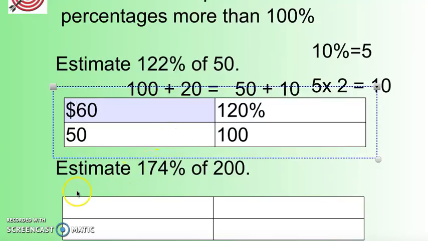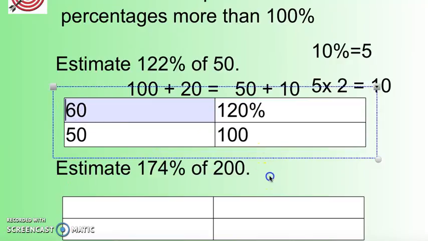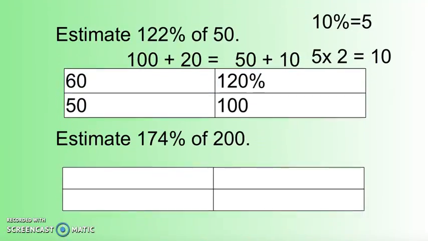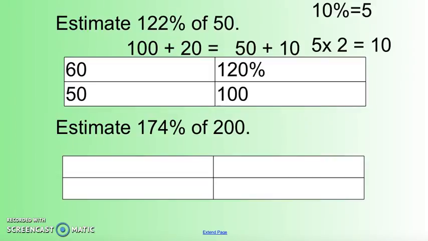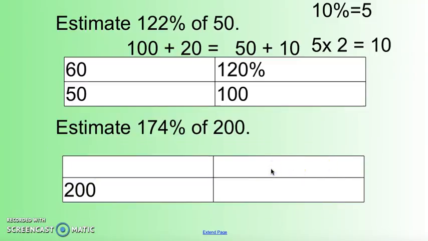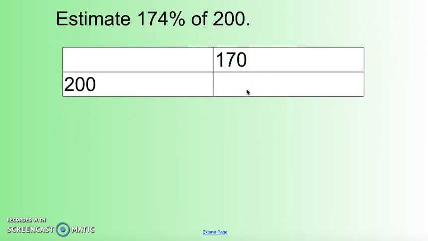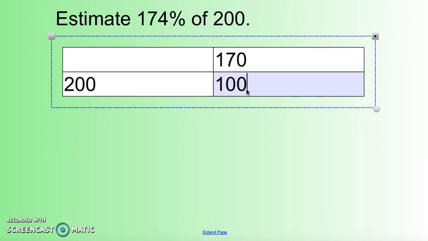Okay, what about, and I don't even need to put a dollar sign because this wasn't dollars, it was just a number. Let's do one more. 174% of 200. Well, what can I round 174 to? 170. Nice job. And out of 100.